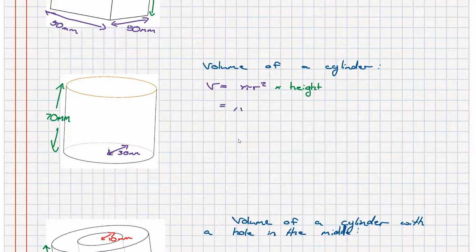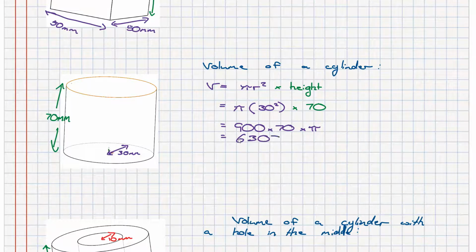Now if the radius in this case is simply 30, then it's going to be 30 squared, and if the height is that, then it's going to be times 70. So doing the calculation, 3 squared is simply 9, so 30 squared will be 900, times 70 times pi, and 7 nines are equal to 63. And then 0, 0, 0, pi, and that again is millimeters cubed.